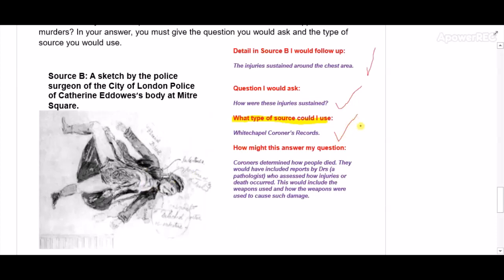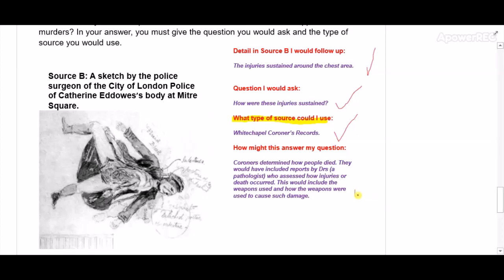Thank you, Mr. Examiner. And therefore, you simply have to explain why this source here would help you answer the above question. So my question was, how were the injuries sustained? I've said I'm going to use the Whitechapel's coroner's records, and I'm going to say that's going to help me answer this question because, and this is probably where you're going to have to do the most writing, the coroner's determined how people died. They would have included reports by doctors, including pathologists, who assessed how injuries or deaths occurred. This would include the weapons used and how the weapons were used to cause such damage.